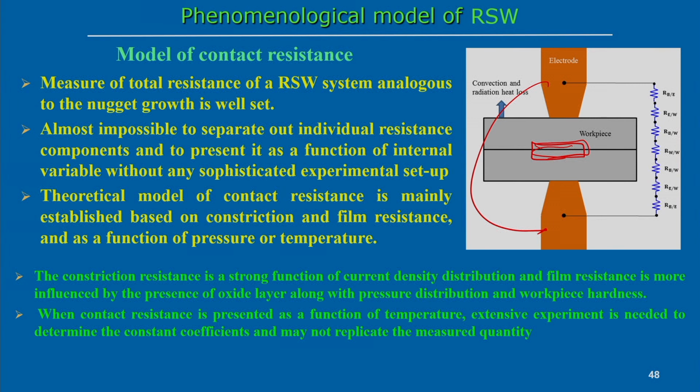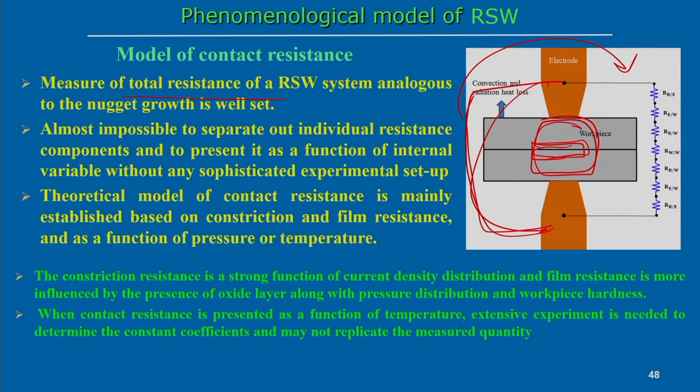The measure of the total resistance of a resistance spot-welding system is analogous to the nugget growth as well. Total resistance is measured, but this total resistance is basically mapped with the nugget growth. Nugget growth means how the molten zone is created or developed under the projected area of the electrode during the resistance spot-welding process.